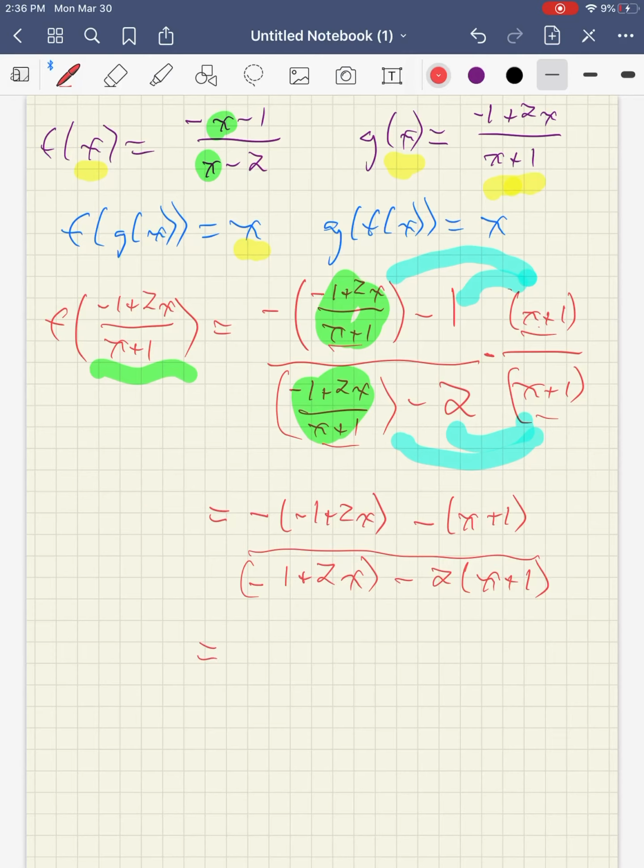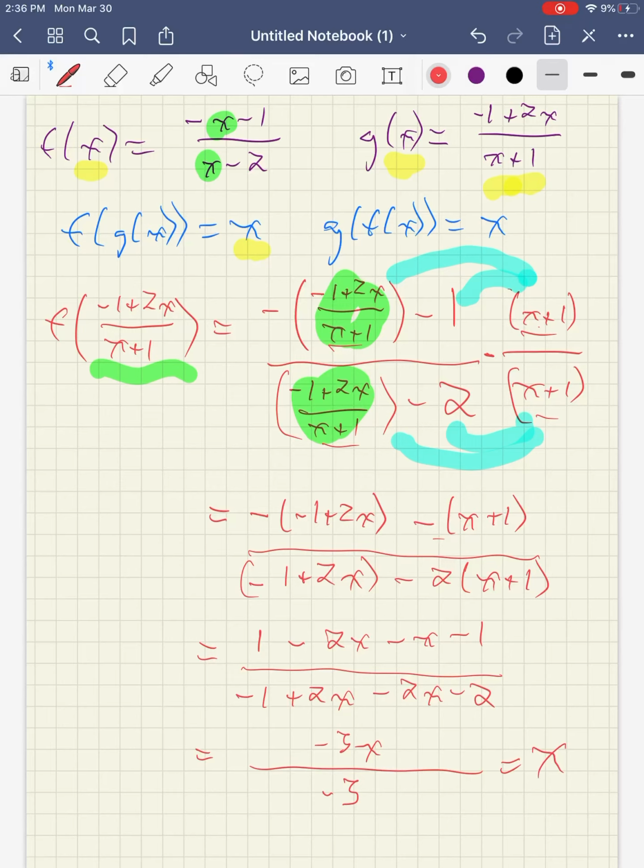So I have, and of course I'm hoping for an x, a negative 1, so that's a 1 minus 2x, and then over here minus x minus 1, all over negative 1 plus 2x minus 2x minus 2. And my numerator here is 1 minus 1, that's a 0. Negative 2x minus x is negative 3x. My 2x's cancel here, and I have a negative 1 minus 2, which gives me a negative 3, and that all becomes x. And I did it.